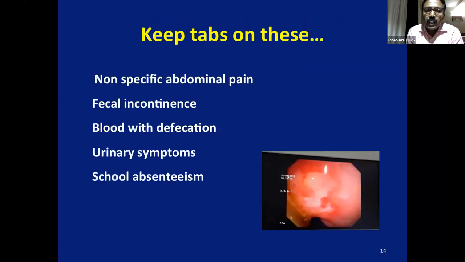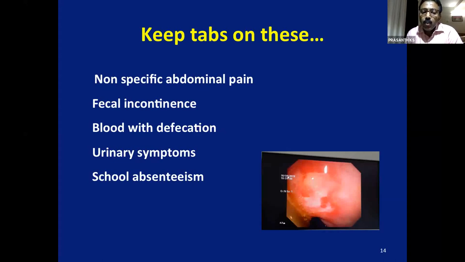Apart from the classical symptoms which I have mentioned, we should also be on the lookout for non-specific abdominal pain, because around 30 to 50% of chronic abdominal pain cases who present to our office practice will actually have chronic constipation as the contributory factor. They can have urinary symptoms like urinary frequency, hesitancy, incontinence, etc., due to the fecal mass compressing the bladder. As a consequence of fecal impaction, they can have fecal incontinence. And due to long-standing constipatory symptoms, they can have blood streaks during defecation resulting from an anal fissure. At times, this can be with painful defecation also, along with blood in stools.